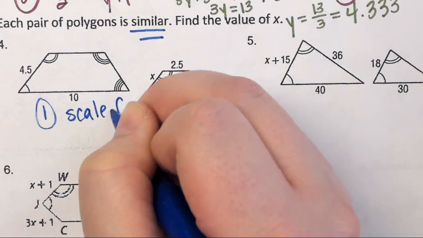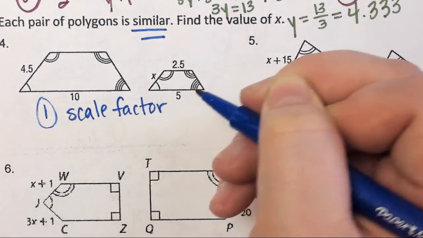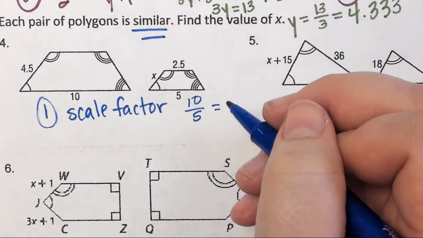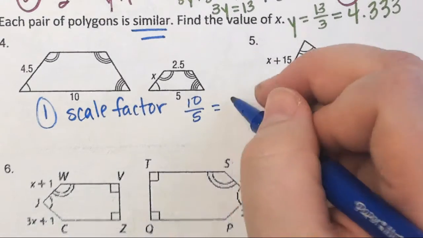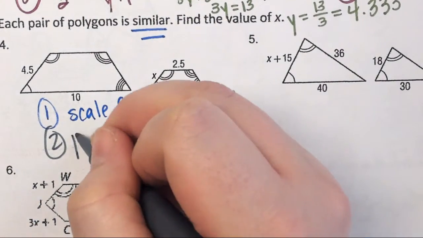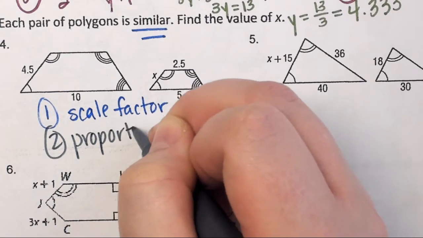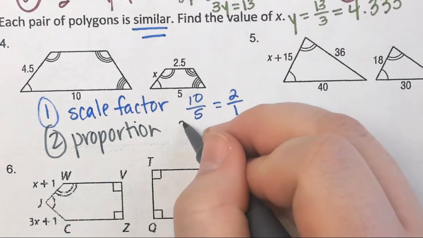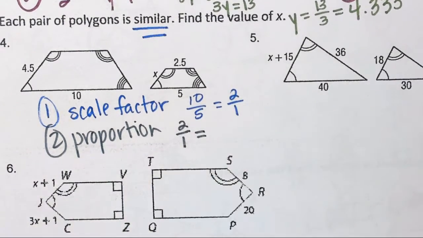Can someone who did it reverse tell me? Is it like 10 over 5? Okay, I did 10 over 5. It's okay if you did it the other way, as long as you stay consistent. And I said that's 2 over 1, and there's a reason I'm doing that. 2 over 1 is just the number 2, but I told you there are 2 steps I'm doing right now: a scale factor, and then a proportion. If I don't have a fraction, it's going to be hard to cross multiply. So do you just keep it as 2 over 1? I sure do. I'm going to leave it as 2 over 1 and set it equal to whatever I need it to be equal to.